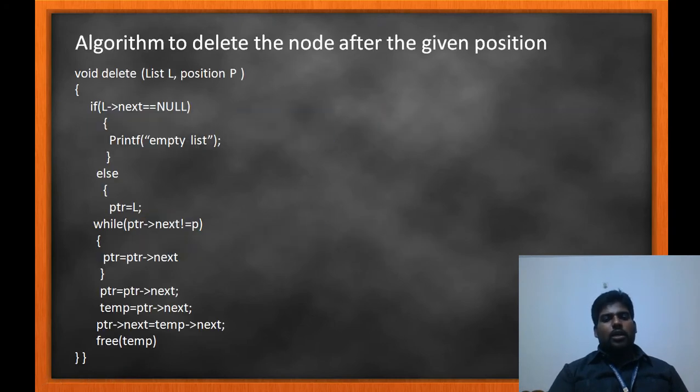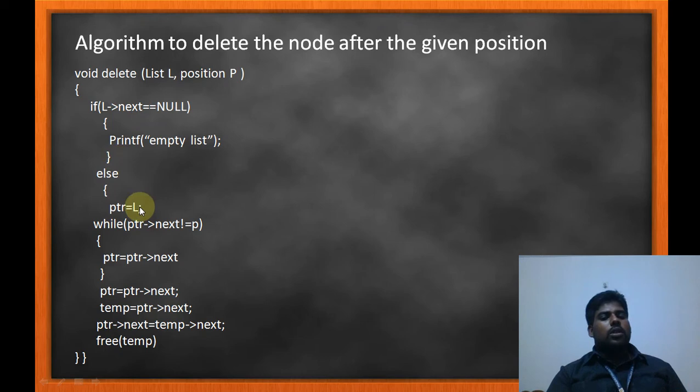And the third one is the algorithm to delete the node after the given position. So you have to give the position, and the node which is present next to the position will be deleted. So here, this is the list and this is the position also you are giving. List and position you are passing. Again you are checking whether list next is null, whether it is an empty list or not.